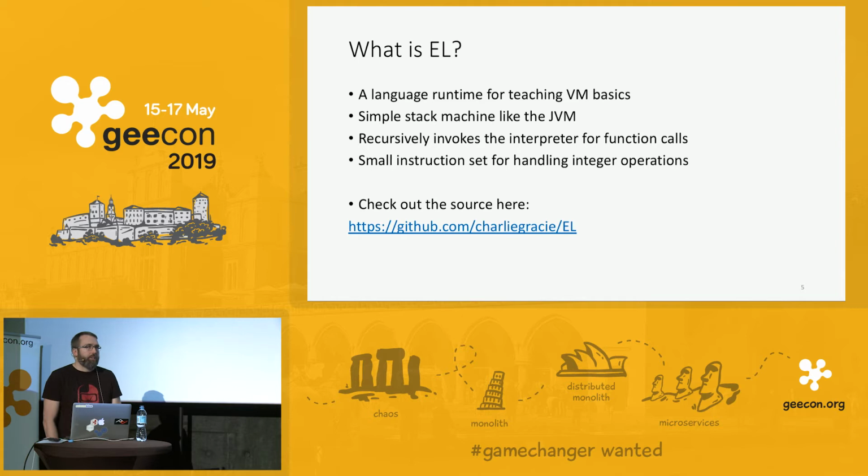Getting going on our JVM code base, at a couple of million lines of code, is a bit overwhelming for a lot of new people, so this is a good way to introduce them to some JVM basics. It's a simple stack-based VM like the JVM that everyone here is used to, but it recursively invokes the interpreter when it wants to call methods instead of just swapping in the stack space. It has a very small instruction set, mostly for handling integer operations, so it's very fast at doing a bunch of math. You can check out the code at my GitHub.